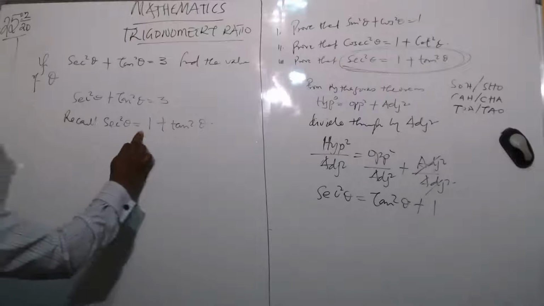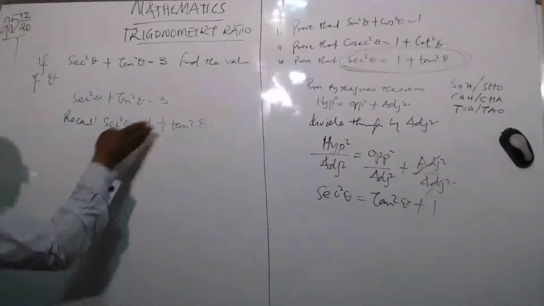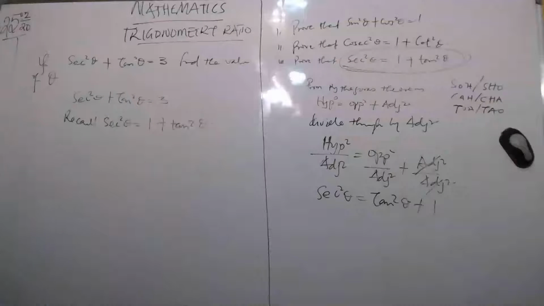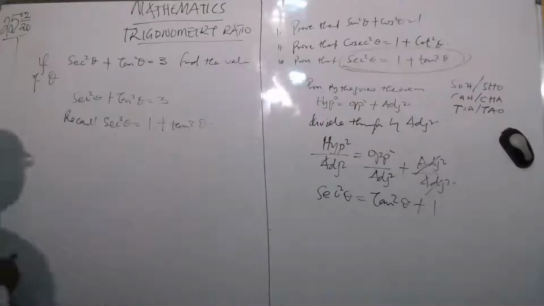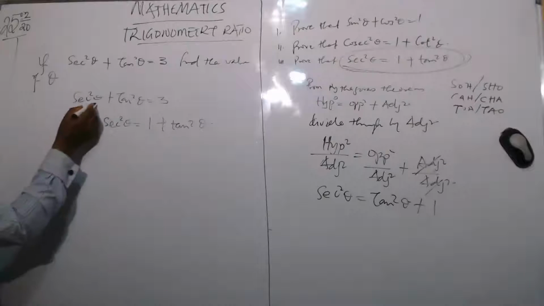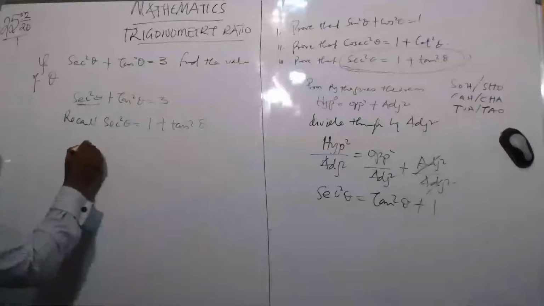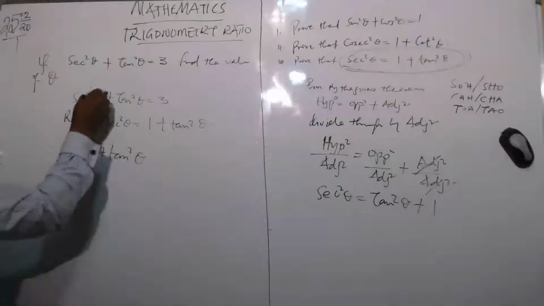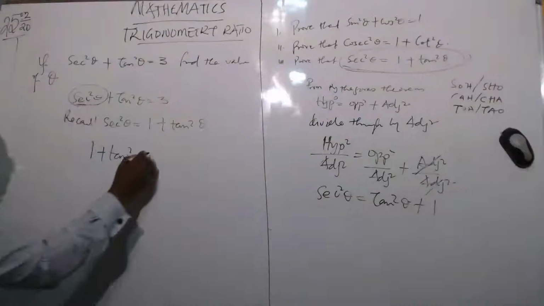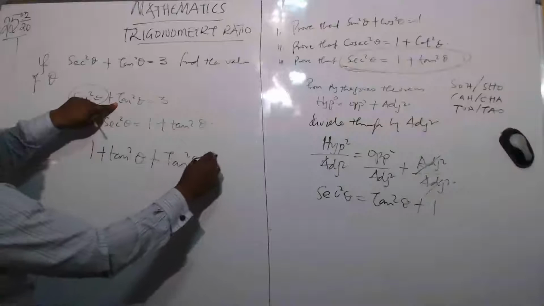That is, if I don't want to use this, I can use this, because this is the same thing as this. So it's either I'm using this or I'm using this, okay? So here now, replacing this with this, because they are the same, I'm going to have 1 plus tan square theta in place of this. Now, plus tan square theta is equal to 3.